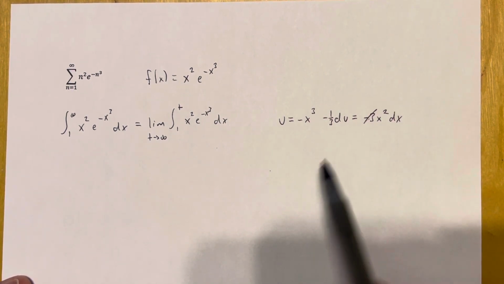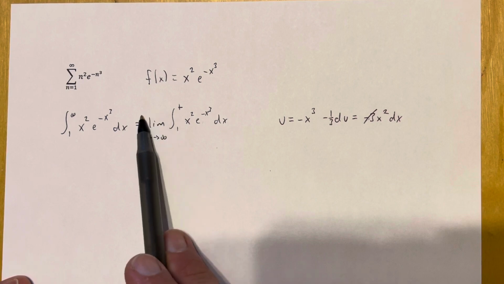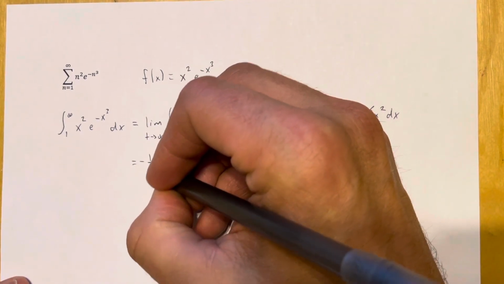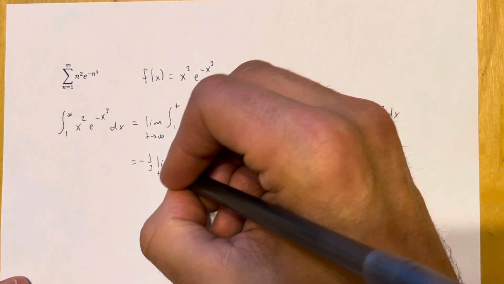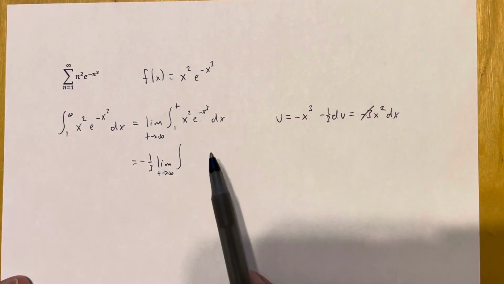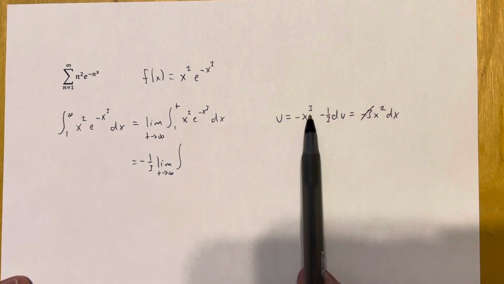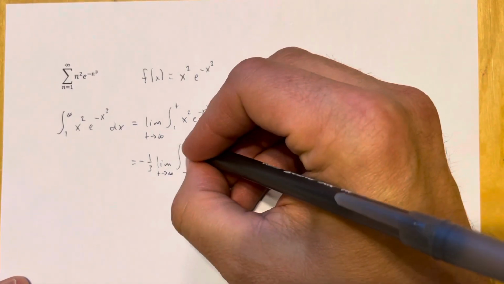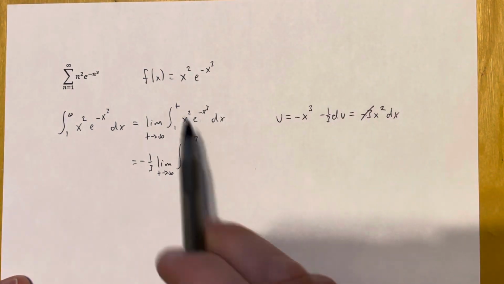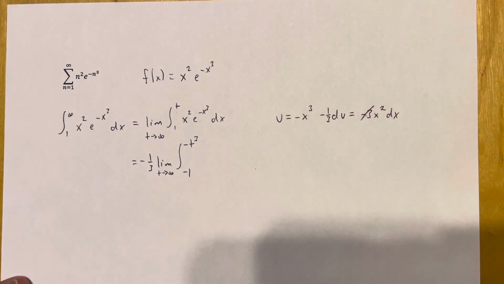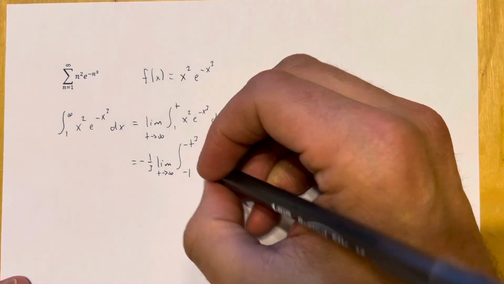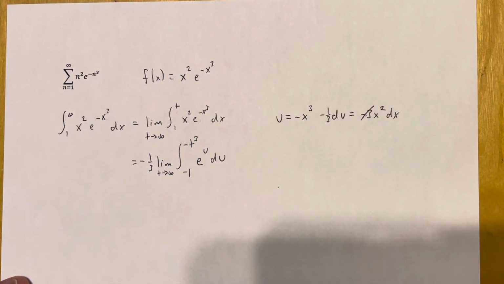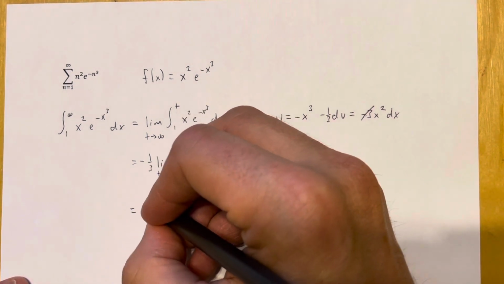Now that negative 1/3 can be brought out of the integral and even out of the limit. I'm going to say that's equal to negative 1/3 times the limit as t goes to infinity. Now my limits of integration have to change too. So if I think about it, when I plug 1 in for x, I would get negative 1 here. t becomes negative t cubed. I'm plugging t in for this x to get the corresponding u value. But then everything in here just becomes e to the u du. Okay, that's an easy integral to do.